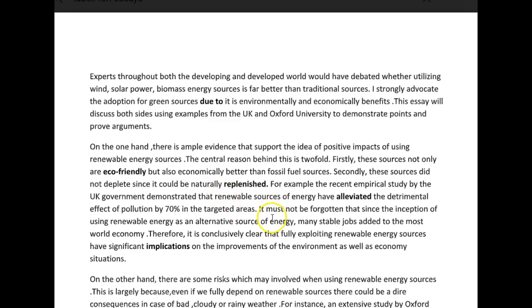All right, let's take a look at this. It must not be forgotten that since the inception of using renewable energy as an alternative source of energy, many stable jobs have been added to the world economy, not get rid of the most. Therefore, it is conclusively clear that fully exploiting renewable energy sources has significant implications on the improvements of the environment as well as economy situations.